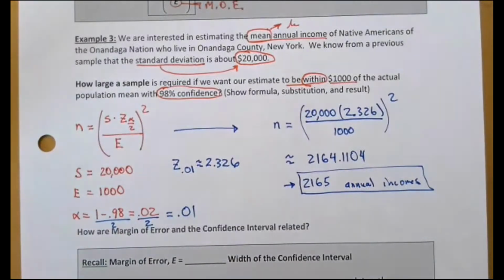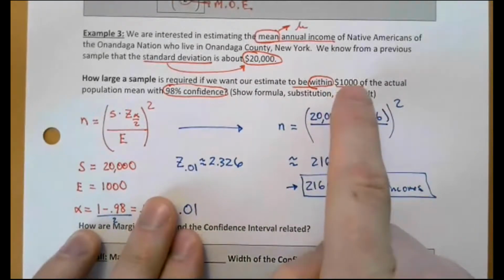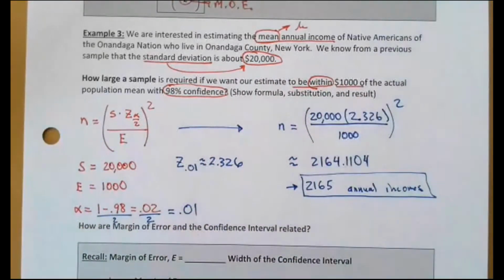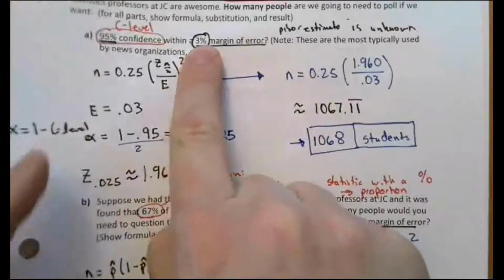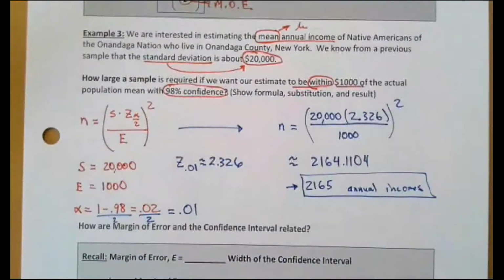How are we going to know what the margin of error is? It is always going to have to tell you. You're always going to have to be given something like this 1,000, or in the previous question, within 3%. Oh, so it's the within. Yes, it'll come from the within.